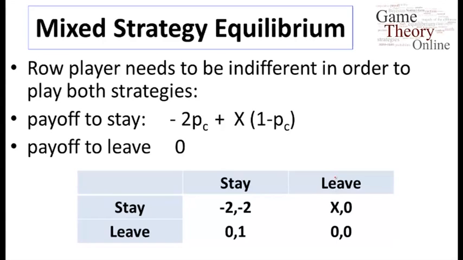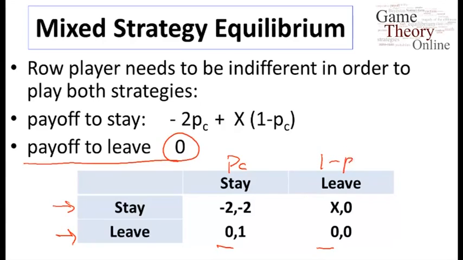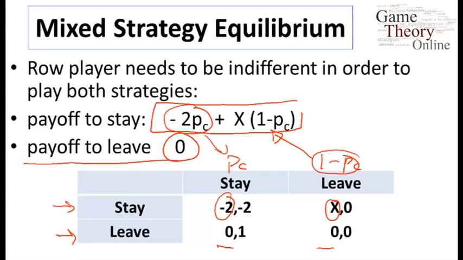So here the row player needs to be indifferent in order to play both strategies. The payoff to leaving for the row player is still 0, right? If they leave, they still get 0 no matter what. If they stay, with probability PC that the column player stays and 1 minus PC that the column player leaves, we're getting -2 with probability PC, and x with probability 1 minus PC. So the payoff to staying is -2 times PC plus x times (1 minus PC). We set these two payoffs equal to each other.